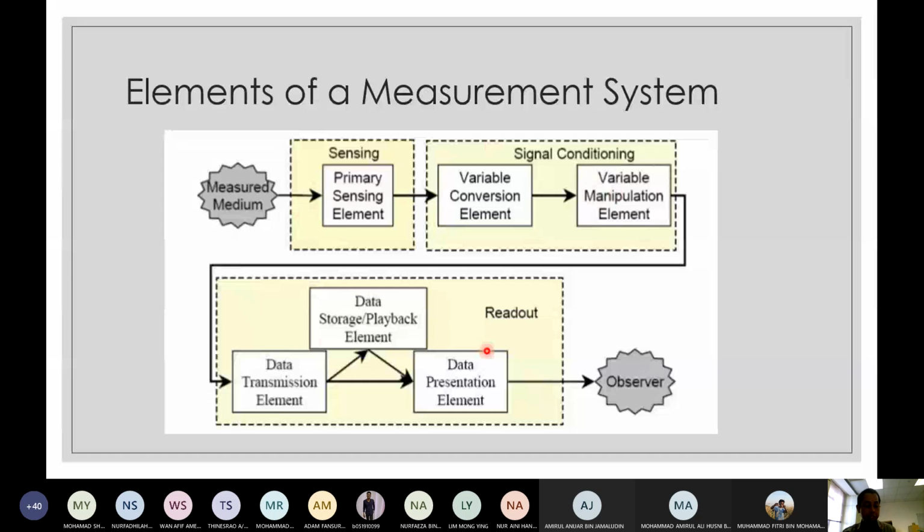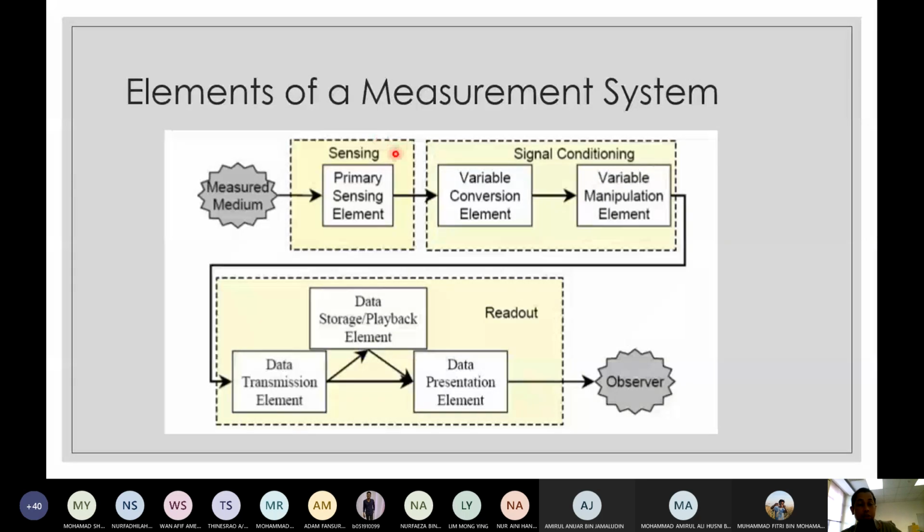Now, without looking at the definition, let's see whether you can make sense of this figure. The first part is the sensing part. When we want to measure something, we must have some form of sensing element. The sensing element can be manual, electronic, or a combination. If you want to measure length, we use a ruler. The primary sensing element is the ruler and our eyes. But for more complicated measurements, we need to use sensors.